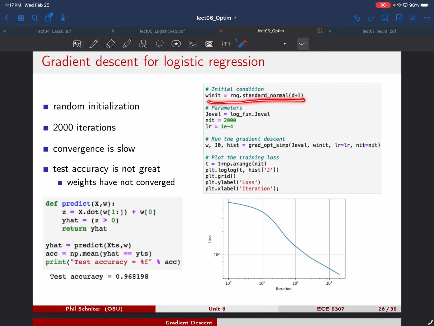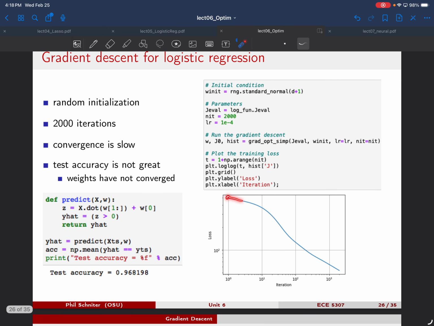So we're going to initialize just using zero mean unit variance Gaussians for our weights. And we're going to run for 2,000 iterations, and we're going to use a learning rate of 1e minus 4. And when we run our code and plot the history of the losses, notice we are plotting on a log scale for the iterations and a log scale for the loss. That's usually very important because if you don't do that, you get a very boring plot. The plot looks kind of like this.